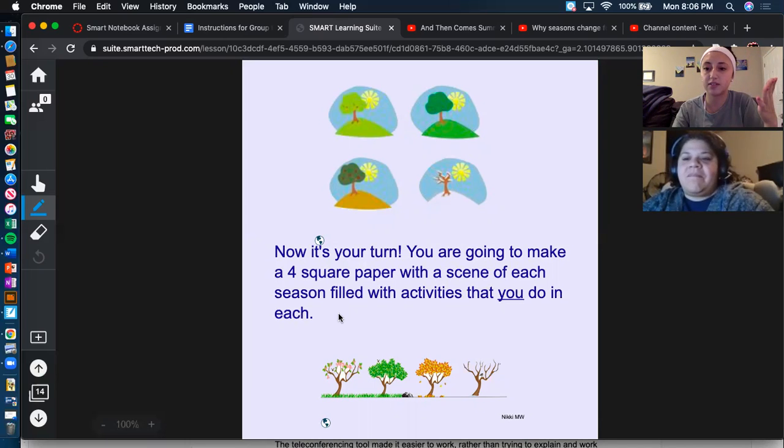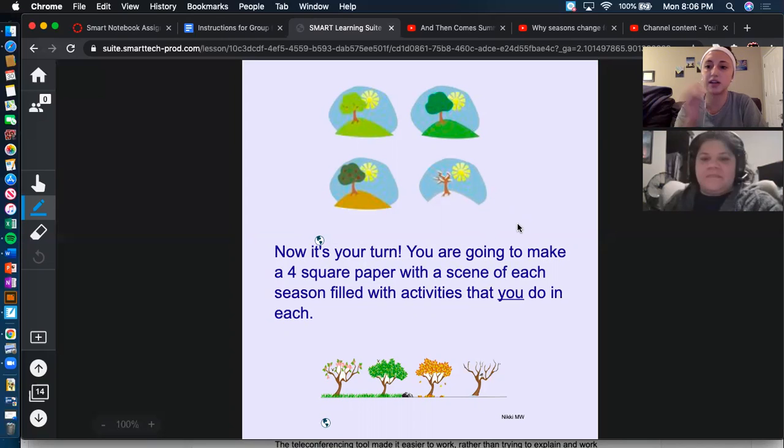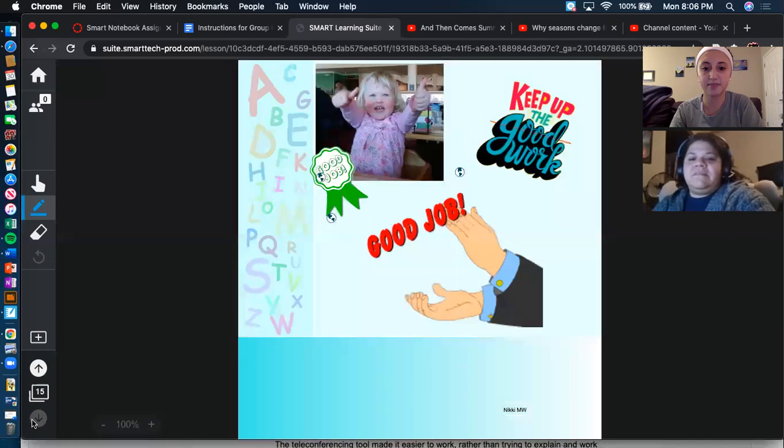You can make this also kind of an extension and you can have them label stuff, write some sentences about their pictures. So you can extend it or cut it down to whatever each student is comfortable with. And then that brings them to the end.